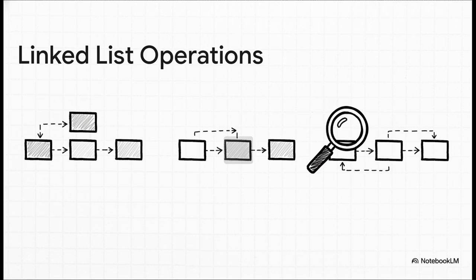They're superstars when you need to add or remove elements all the time, especially somewhere in the middle. You just have to rewire a couple of pointers. But they do have a weakness, and that's searching. If you want to find something, you have no choice but to start at the very beginning and follow the chain, one link at a time, which you can imagine can get pretty slow.